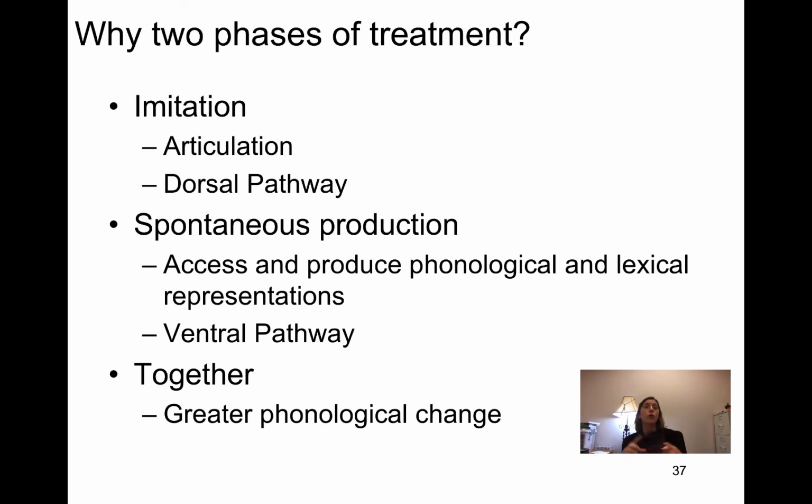So we need imitation to build up that representation, but we need them to own it, to be able to say it themselves with spontaneous production. Together, that's how we're going to lead to greater phonological change, more generalization, more learning. Okay?